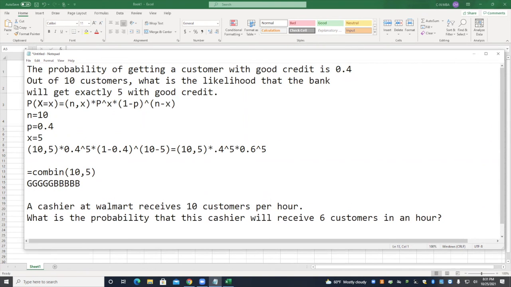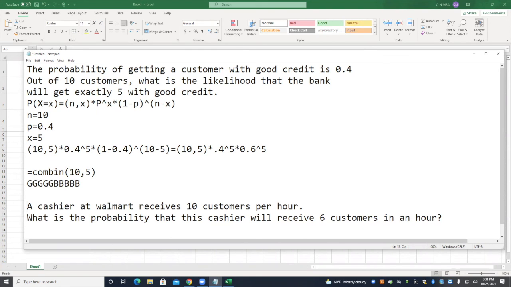Okay, you receive 10 customers per hour. What does that mean? That is your number of successes per interval. That's the definition of the Poisson random variable. What is the difference between the Poisson random variable and the binomial random variable?